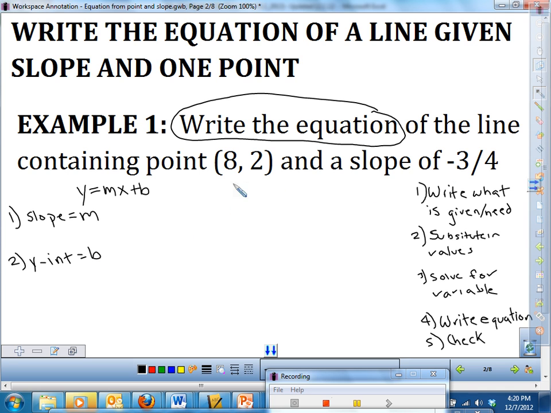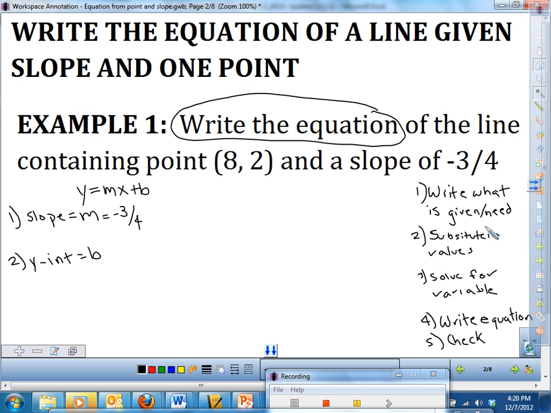Alright, what am I given? It says a point (8, 2), that's not my slope or my y-intercept, and a slope of negative 3/4. Oh, my slope is negative 3/4, so I'm going to write that in here. My m is equal to negative 3/4. Okay, so I have a point. Now, that's not my y-intercept, but what I can do is use this point and the slope I was given to solve for b in my equation.